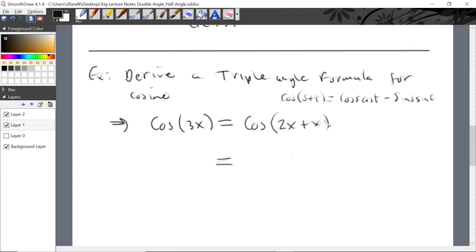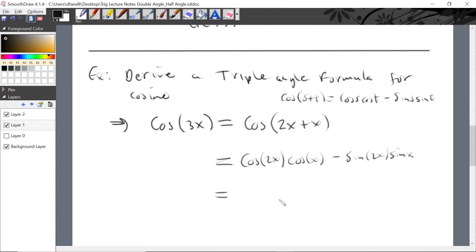The cosine of 2x plus x, therefore, is going to show up as the cosine of 2x times the cosine of x minus the sine of 2x times the sine of x. So that would be a formula that we have: the cosine of 3x is equal to this. Now, let's say we want to reduce this to where all the arguments just include x in it. We can go further than this then.